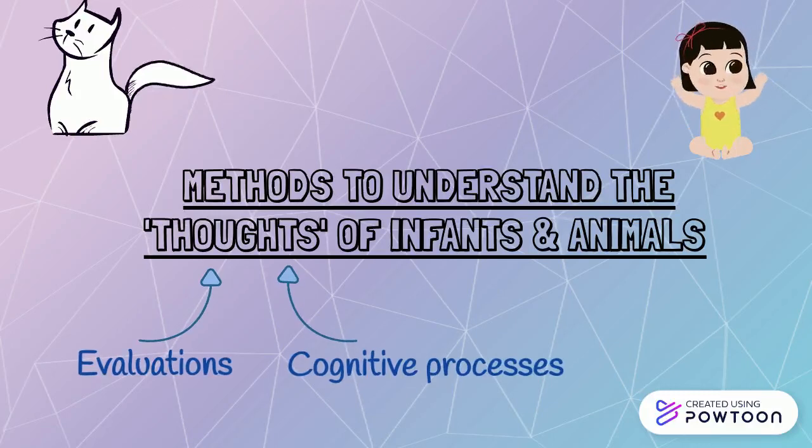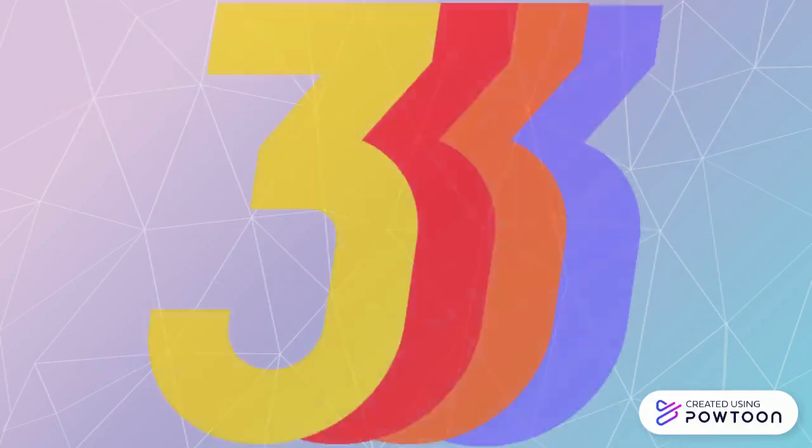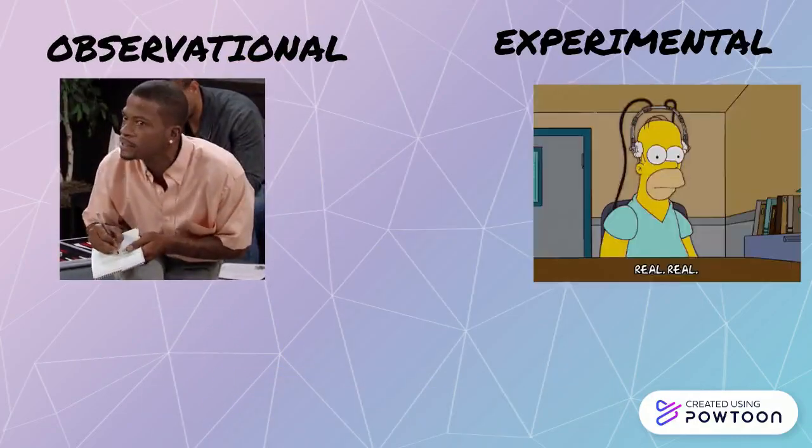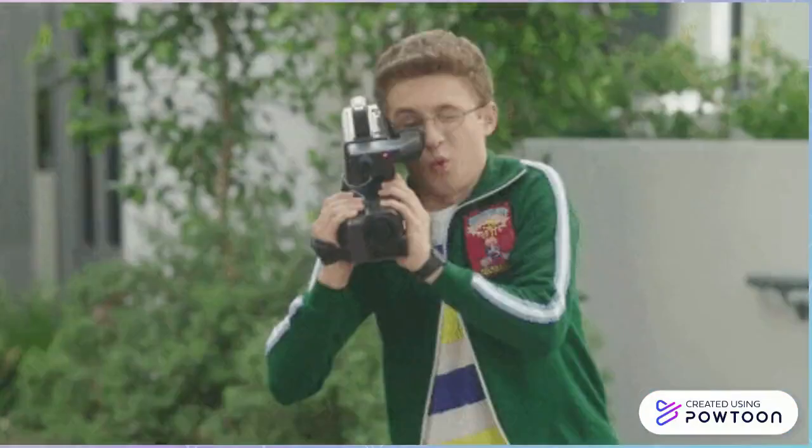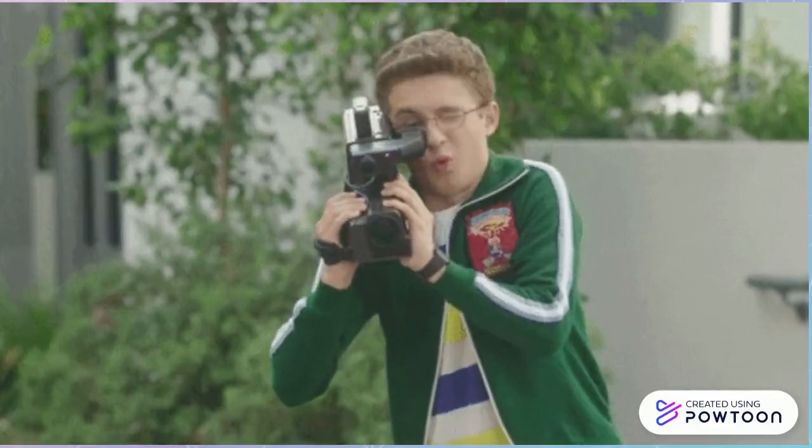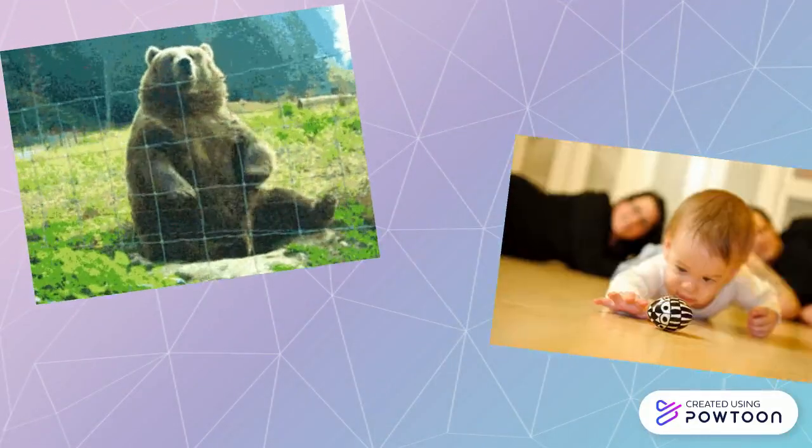There are three methods that this video will focus on which can be used to study human infants and non-human thoughts in research, namely the observational, experimental, and comparative method. The observational method consists of recording observed behavior in either a naturalistic condition or an analog condition.